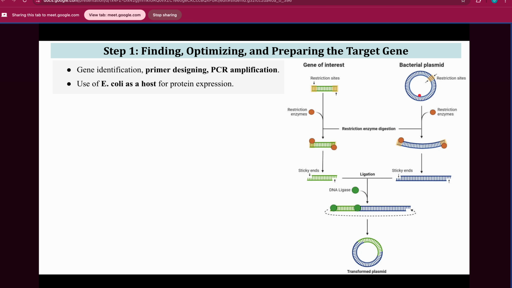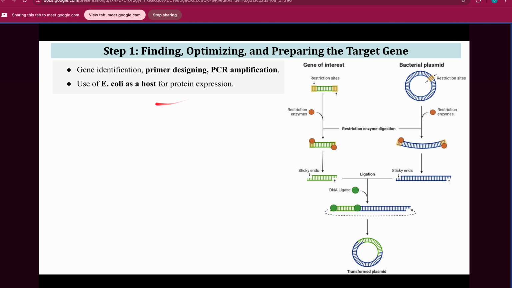Similarly, we will take a bacterial plasmid. We take E. coli as a host, and we take the gene of interest. Plasmids are the extra chromosomal material present in E. coli. So E. coli is acting as a host, and it has the extra chromosomal material, which is the plasmid. We will insert our gene of interest into the plasmid.